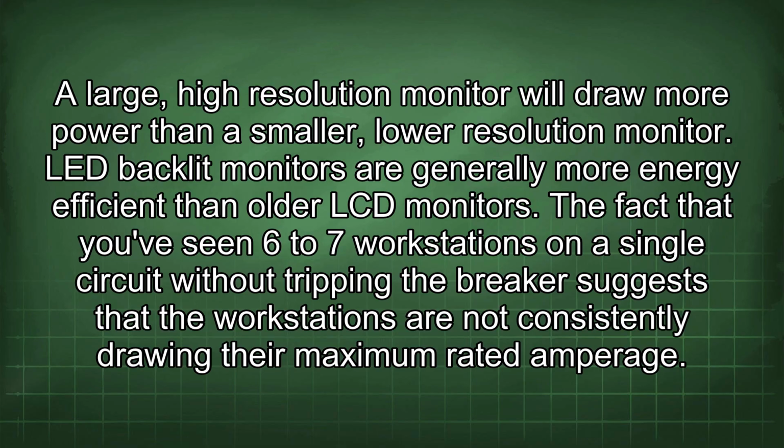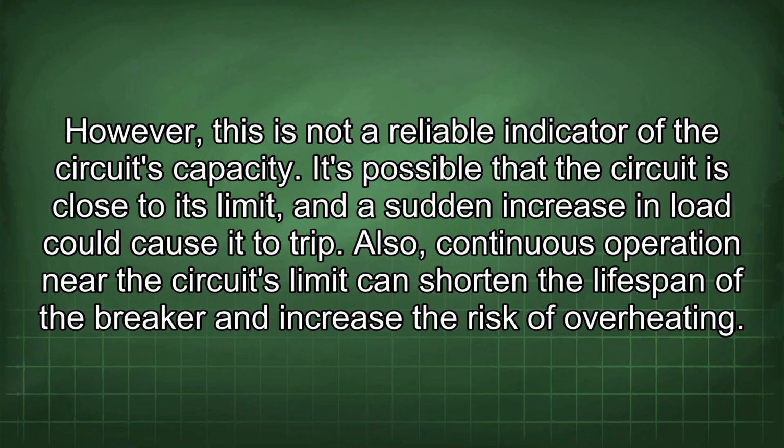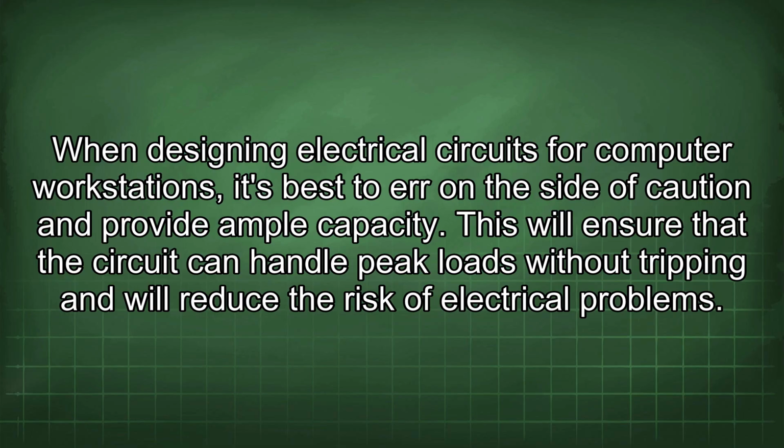The fact that you've seen 6 to 7 workstations on a single circuit without tripping the breaker suggests that the workstations are not consistently drawing their maximum rated amperage. However, this is not a reliable indicator of the circuit's capacity. It's possible that the circuit is close to its limit, and a sudden increase in load could cause it to trip. Also, continuous operation near the circuit's limit can shorten the lifespan of the breaker and increase the risk of overheating. When designing electrical circuits for computer workstations, it's best to err on the side of caution and provide ample capacity. This will ensure that the circuit can handle peak loads without tripping and will reduce the risk of electrical problems.